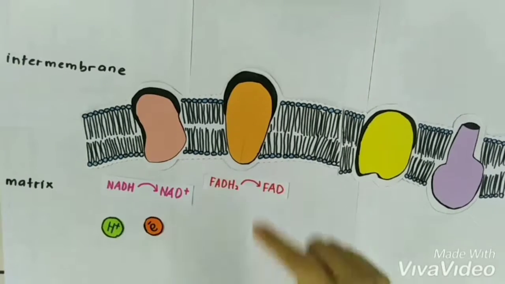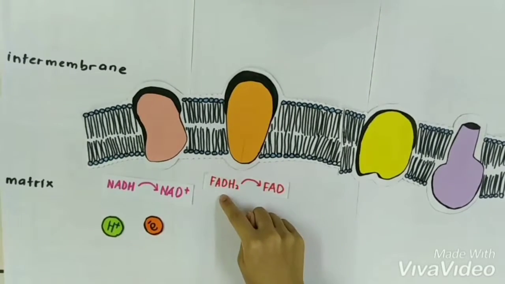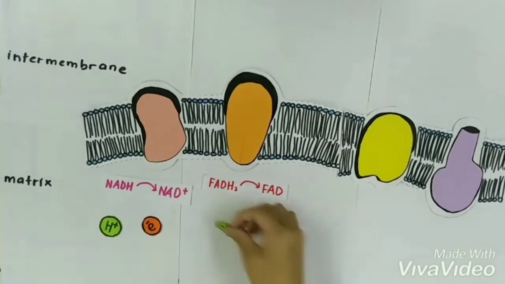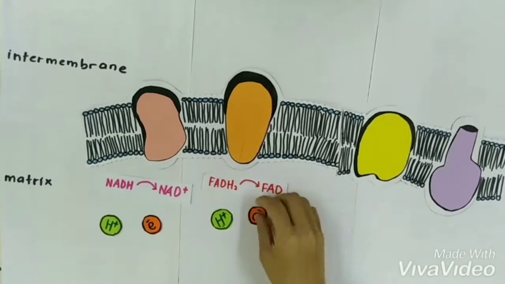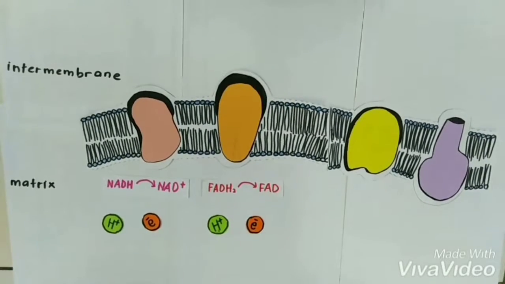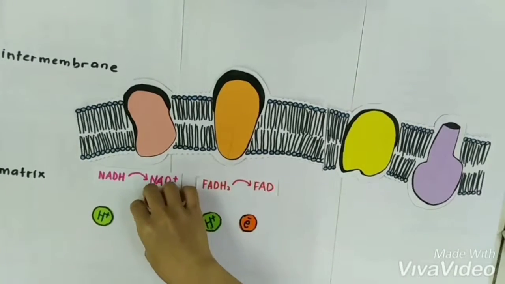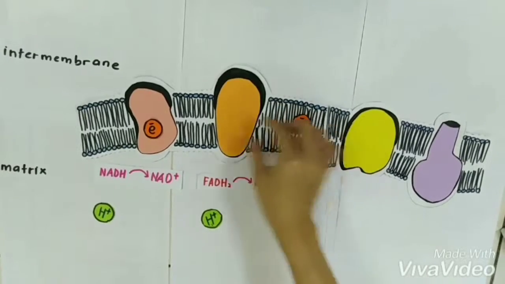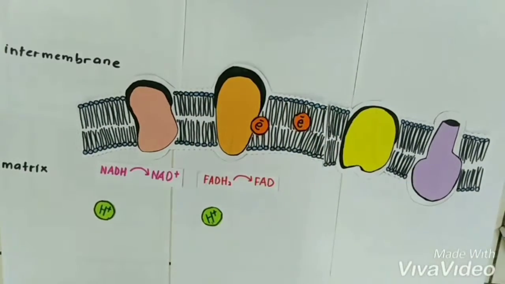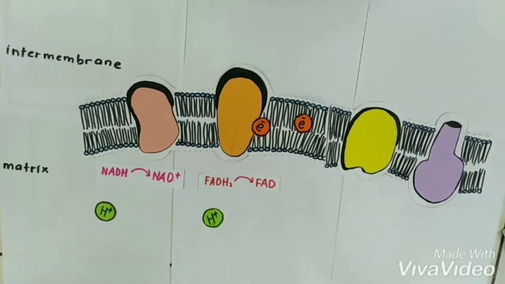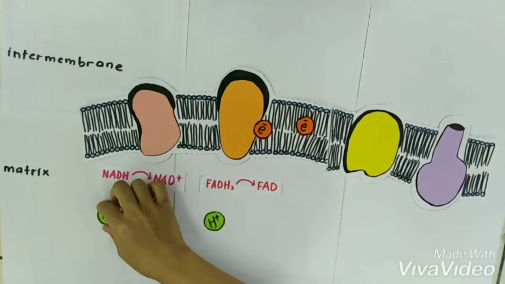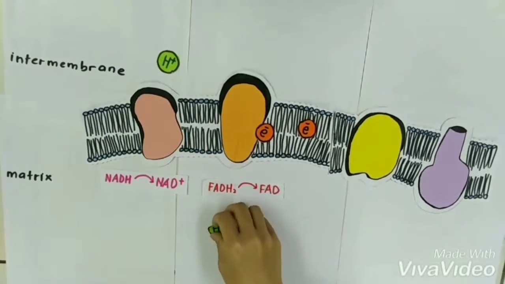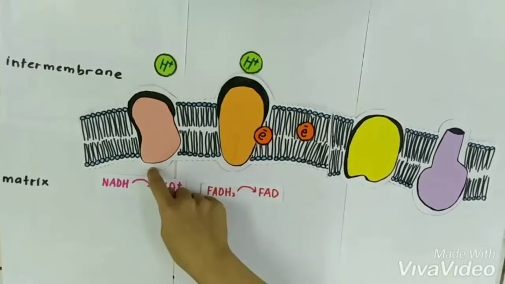So, for complex 2, FADH2 will be converted to FAD, and hydrogen ion and electron will be formed as well. Then, the electron will move along the electron transport chain where it will lose energy. So, hydrogen ions will be pumped from the matrix to the intermembrane space at complex 1 and 2.